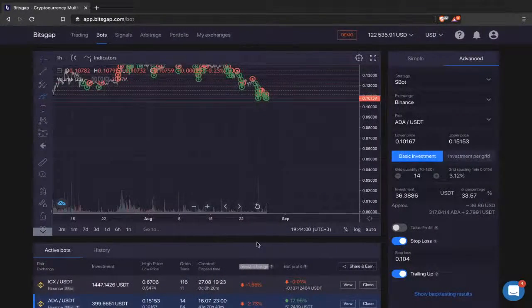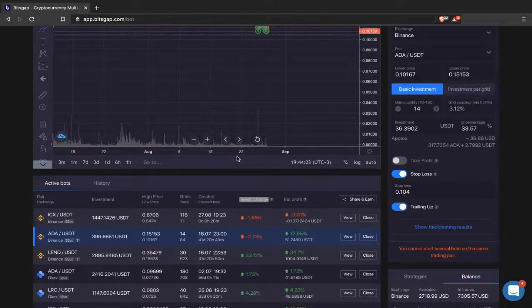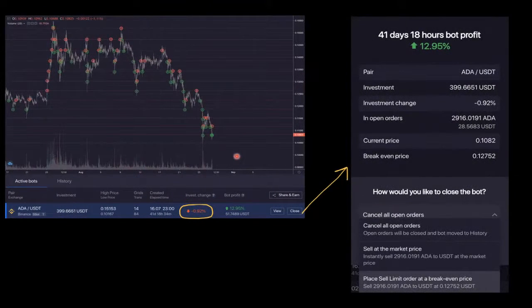If you click on close, and you will find this button over here, close, you have some options here. For the break-even strategy, you click on this button, and you see that the system will place a sell limit order at a break-even price. That's the exact price at which, if the market eventually hits it, your investment change is going to be 0%. So that means you will exit the market with 0 loss.